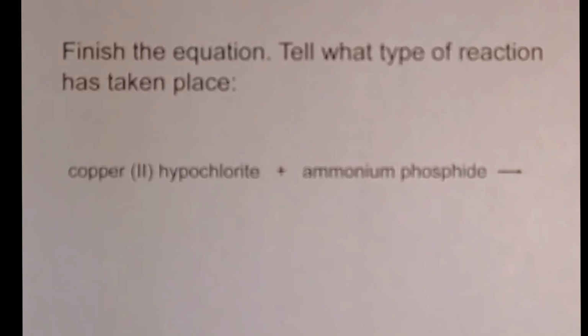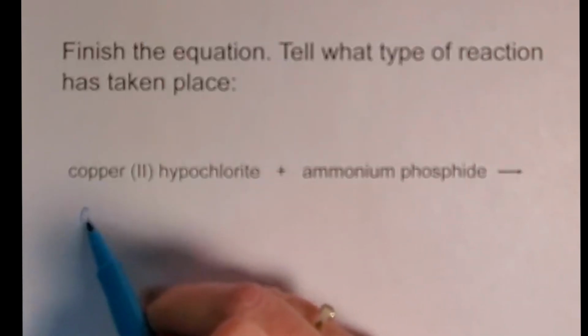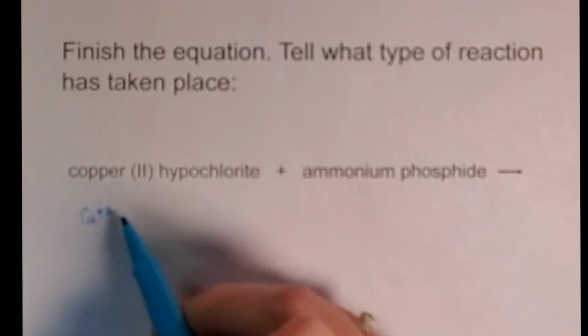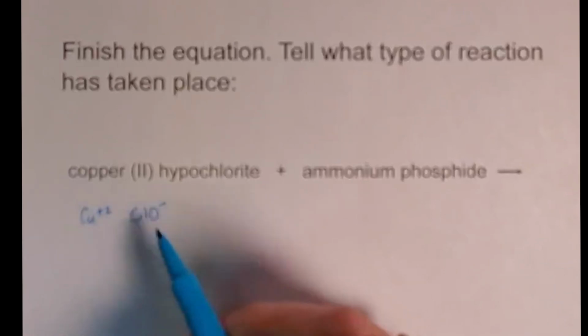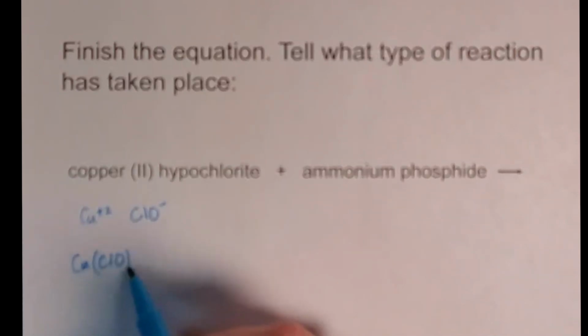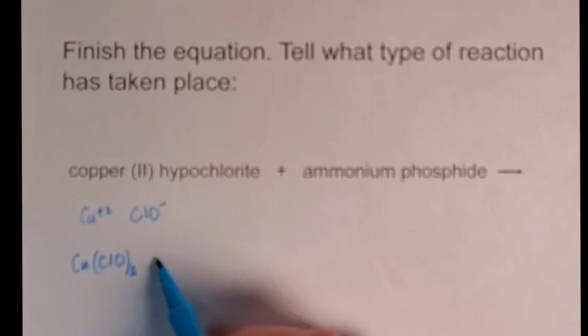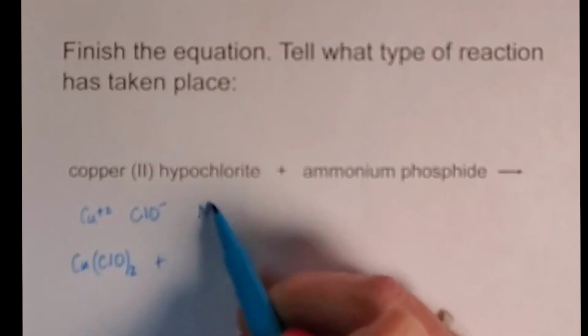In order to finish this equation, we first have to look up each of the ions that form the reactants. We have copper plus 2. That charge comes from the Roman numeral 2. And then we look up hypochlorite on the polyatomic ion sheet, which is ClO negative. We switch the charges and we get Cu(ClO)2.